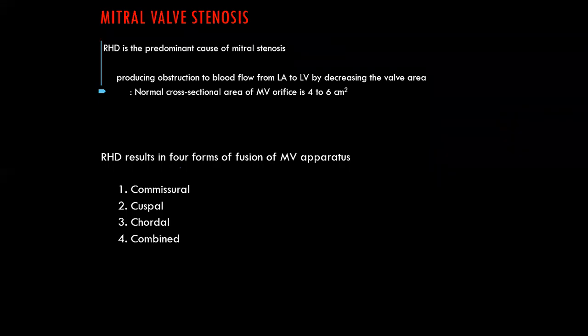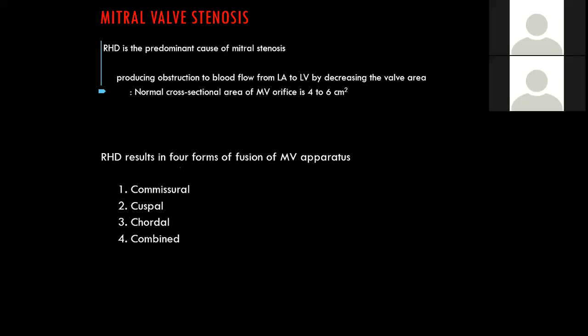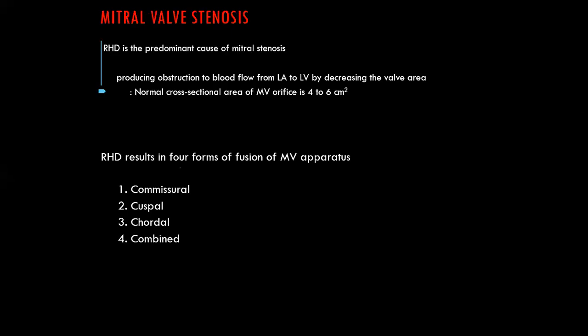So actually, this is the inflammatory process which results in fibrosis and adhesions of the different commissures and cusps. They adhere to each other and reduce the mitral valve area. And whenever there is a reduction in the mitral valve area, definitely there will be a reduction in the flow from the left atrium to the left ventricle. In case of a normal mitral valve orifice, the flow of blood from the left atrium to the left ventricle is not obstructed, but whenever there is mitral stenosis, there is narrowing of the mitral valve apparatus and the orifice, and you can get a reduction in the flow of blood across the mitral valve from the left atrium into the left ventricle during the diastolic phase of the cardiac cycle.